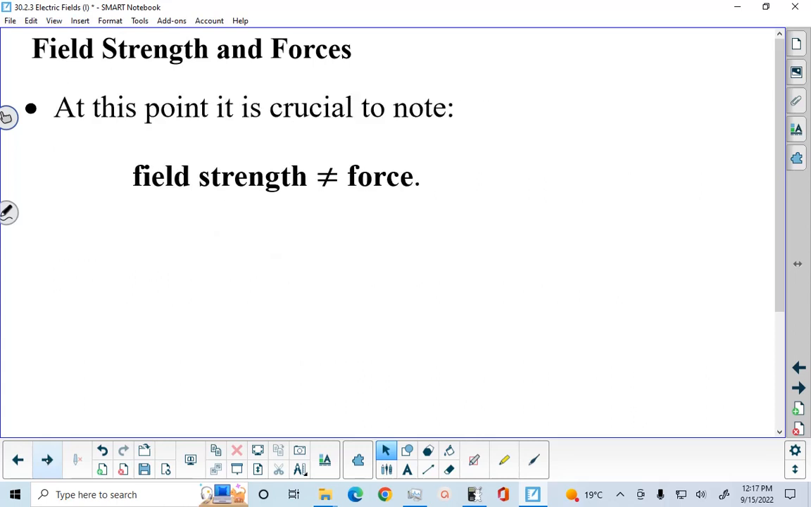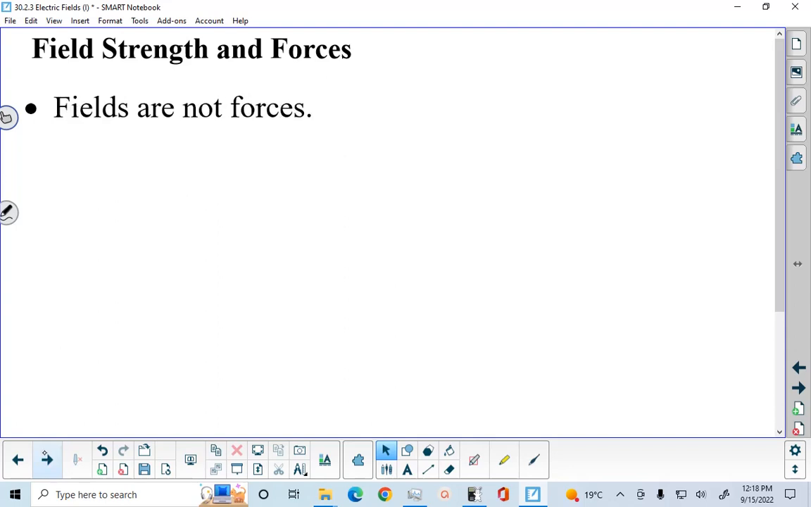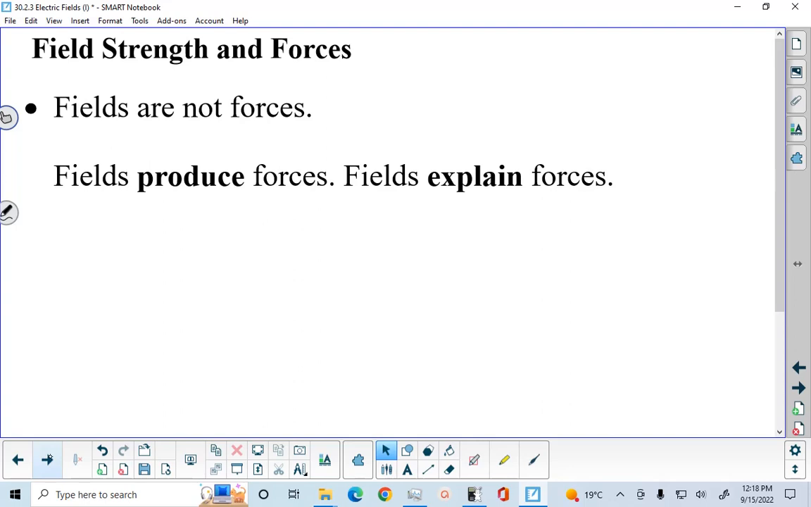First of all, at this point, you just really need to know something. Field strength is not the same as force. They are connected to each other, don't get me wrong, but they are different things. Fields are not forces. Fields are things that produce forces. Fields explain forces. Forces exist because fields exist.